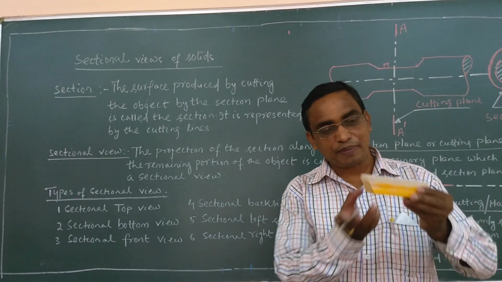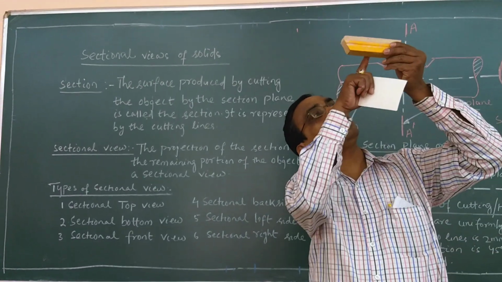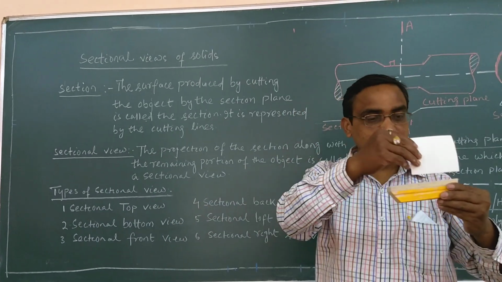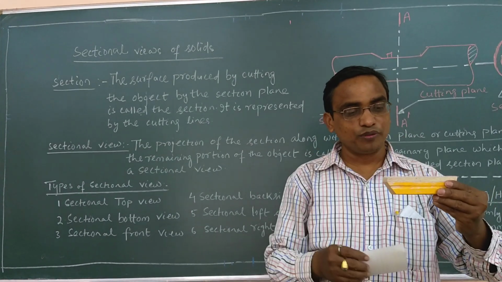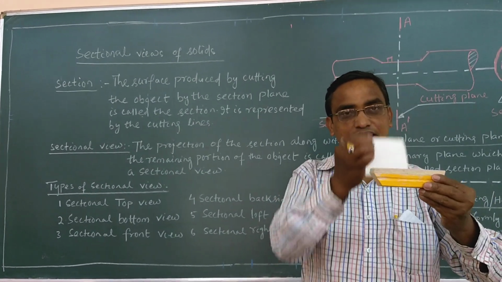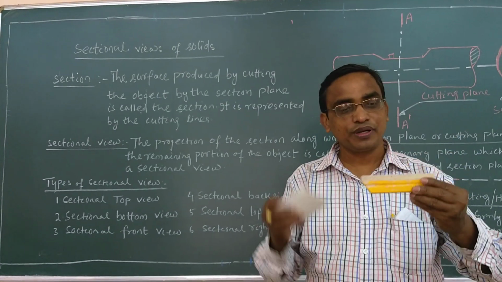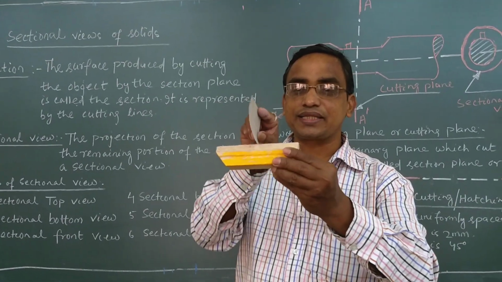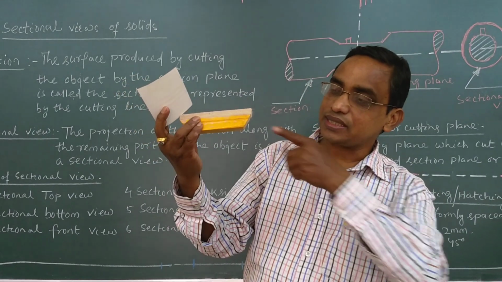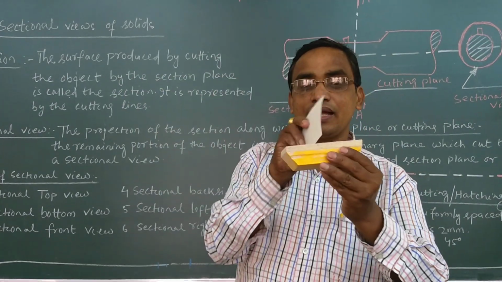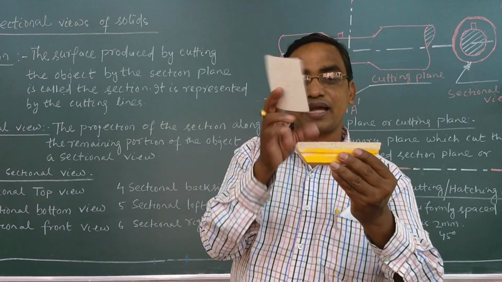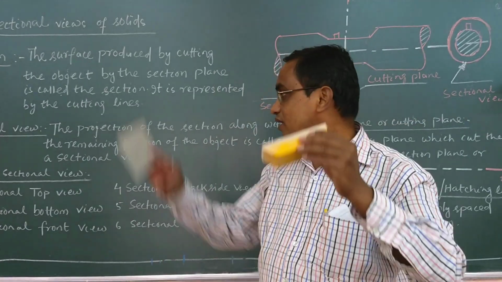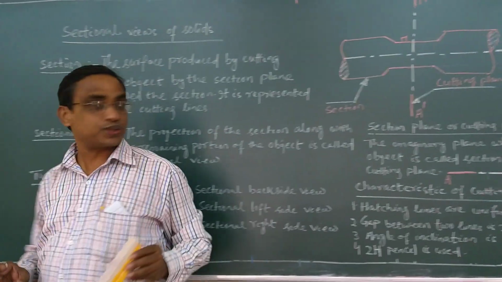Same thing, if I remove the lower portion and I mark the cutting mark in the upper part, that is known as sectional bottom view. If I cut the object like this and I remove the portion in between the cutting plane and the observer, I mark the sectional front view. If I remove this portion, sectional backside view. If I cut the object like this and I remove this portion, that is sectional left side view. If I cut the object like this and I remove this right portion, that is known as sectional right side view. So these are the various types of sectional views.